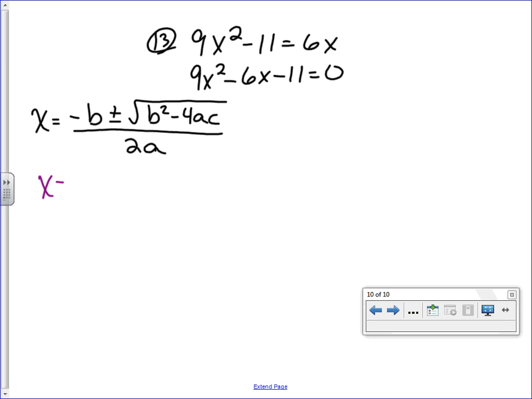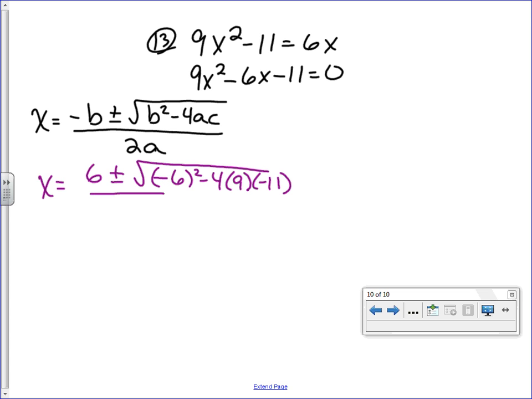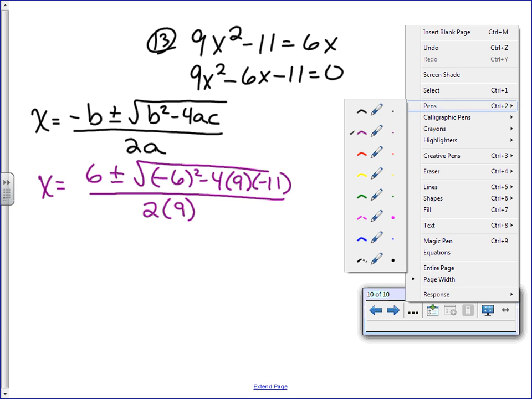All right, so let me go ahead and replace all the letters with some numbers here. I've got a negative to start off with. And now I've got to replace b with a negative 6. Well, instead of writing 2 negatives, I'm simply going to write that as a positive 6. Because a negative times a negative make it a positive. All right, I'm underneath the radical there. B, let's replace that with a negative 6. Let's replace the a with a 9. And I'm going to replace the c with a negative 11. Down at the bottom, we got 2 times a. A for us is the 9. So there it is with everything plugged in.